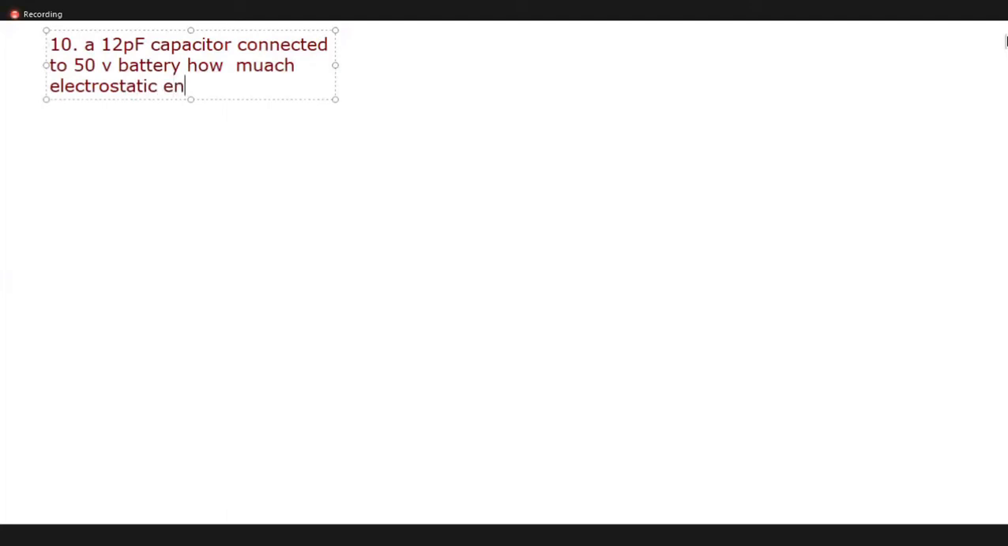Question number 10. A 12 pF capacitor. PF means what, ma'am? Picofarad. A 12 pF capacitor connected to a 50-volt battery. How much electrostatic energy is stored in the capacitor?